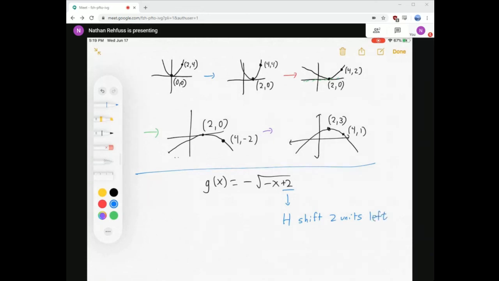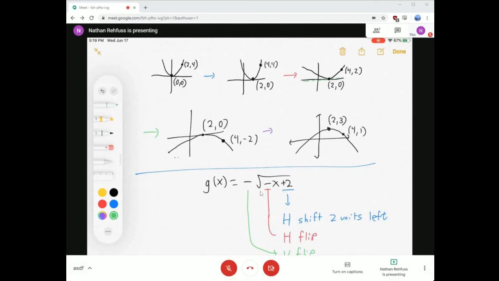Other than that, we've just got minus signs. This guy right here is a horizontal flip because it's on the inside. This guy right here is a vertical flip because it's on the outside. It doesn't matter which one of these I do first. It works the same in either order.